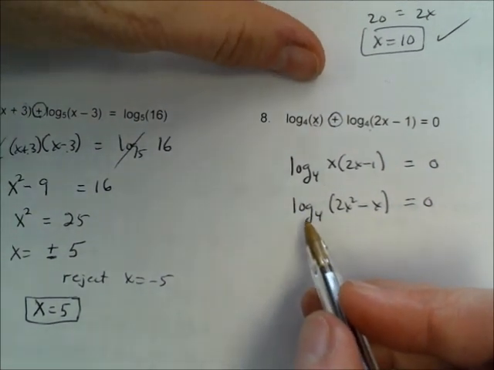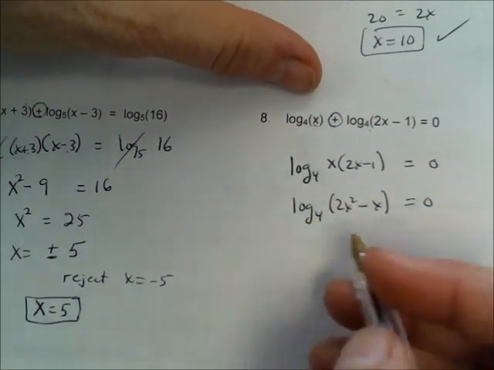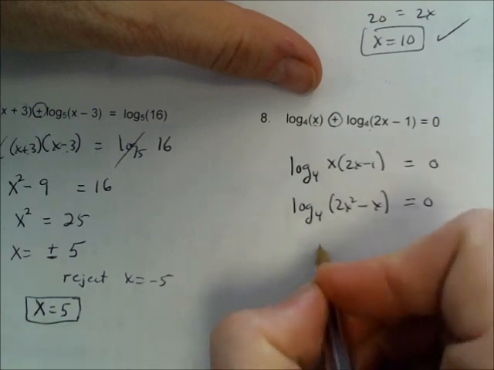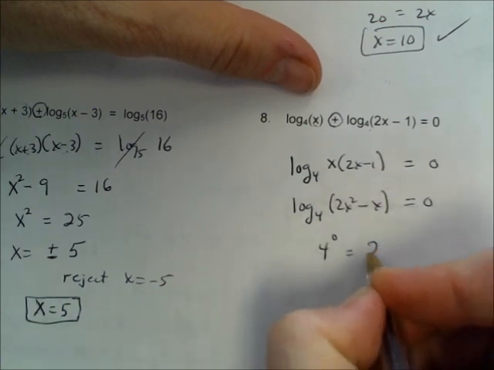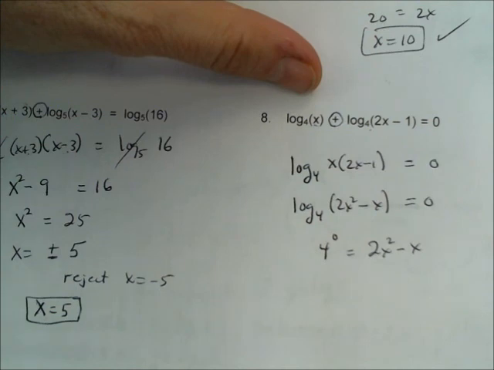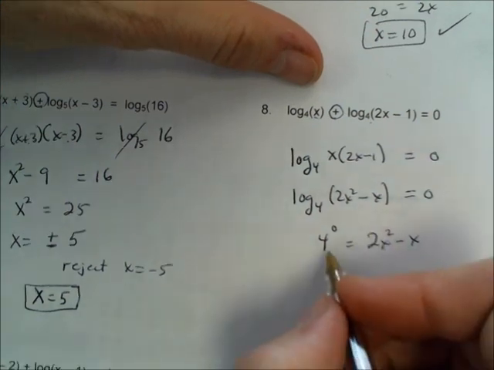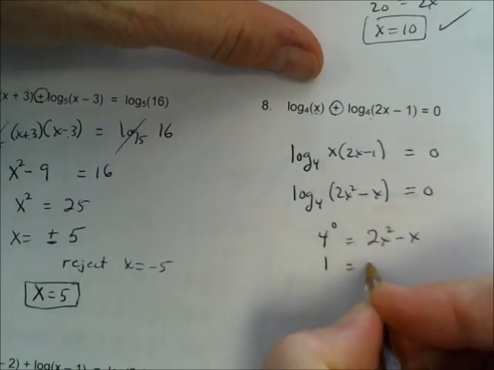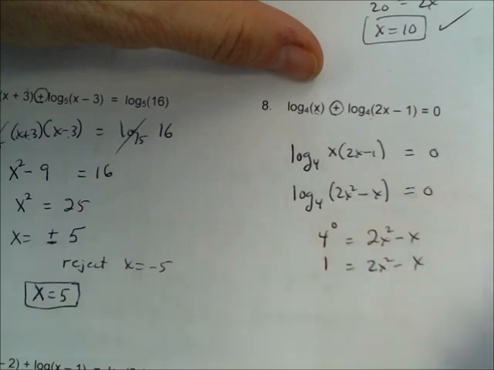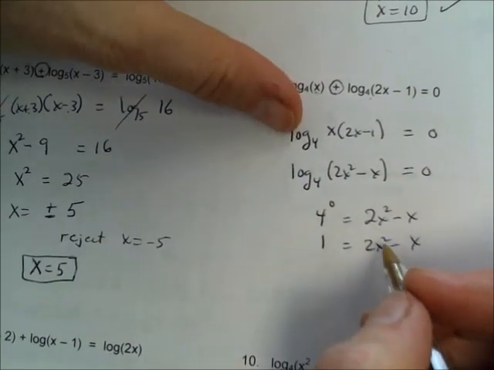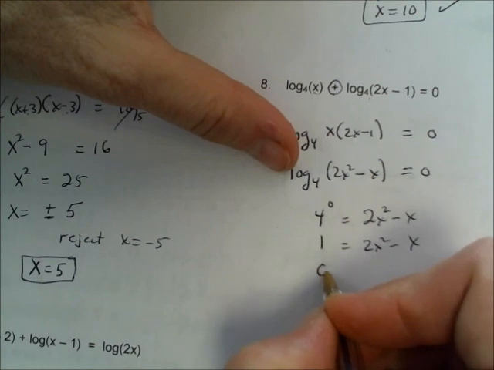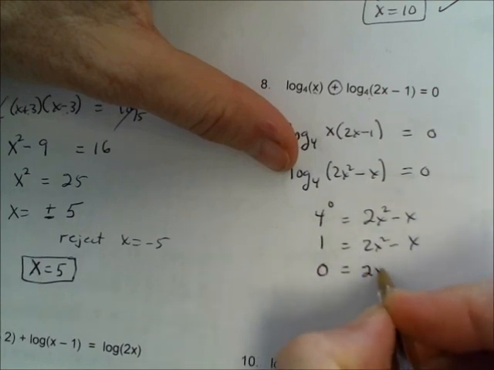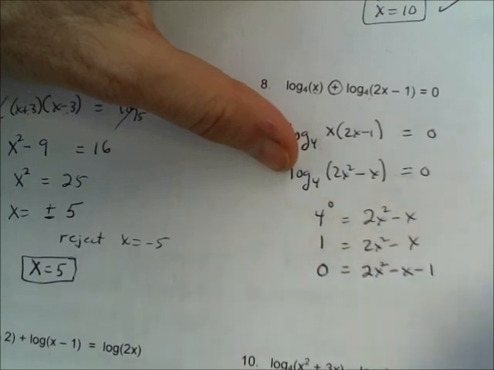Log is only on one side, so we're going to rewrite this exponentially. 4 to the 0 power is equal to 2x squared minus x. 4 to the 0 power equals 1. And this is a quadratic, so you have to set it equal to 0 in order to solve it. 2x squared minus x minus 1.